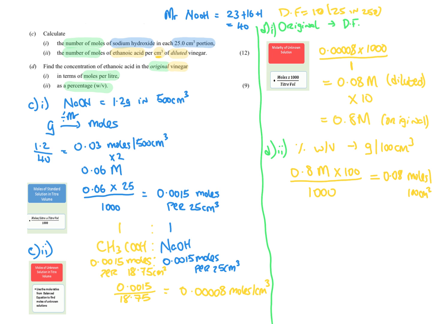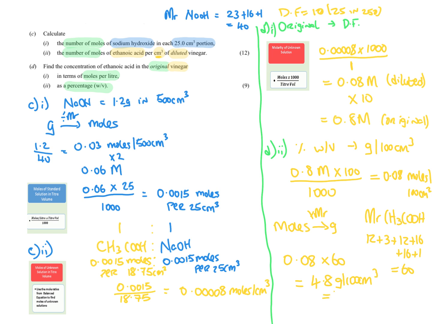Now, the last thing you want to do is get that into grams. And to go from moles to grams, you must multiply by the molecular mass. So I need to find the molecular mass of our ethanoic acid, which is CH3COOH, which is 12 plus 3 plus 12 plus 16 plus 16 plus 1, which is 60. So I can do 0.08, multiply that by 60, and that will give me 4.8 grams per 100 centimeters cubed, which is 4.8%. And that is your answer to D part 2.